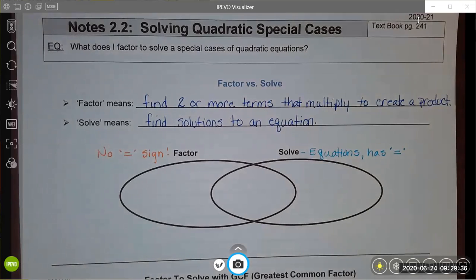Good morning. Today we're going to talk about solving quadratic equations that come in a form of a special case. These are typically a little bit easier to solve, so we're going to start with those. I wanted to first differentiate between two things that you're asked to do commonly in algebra.